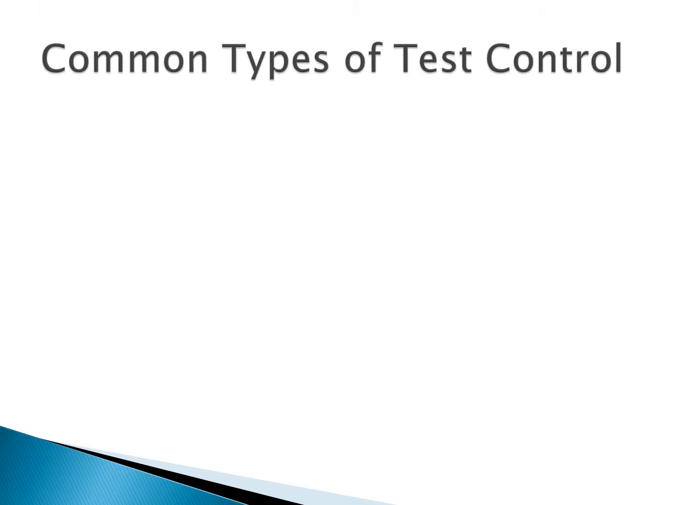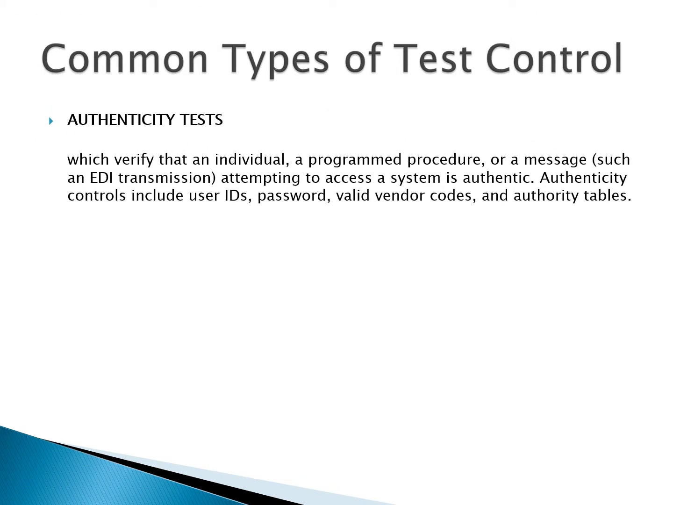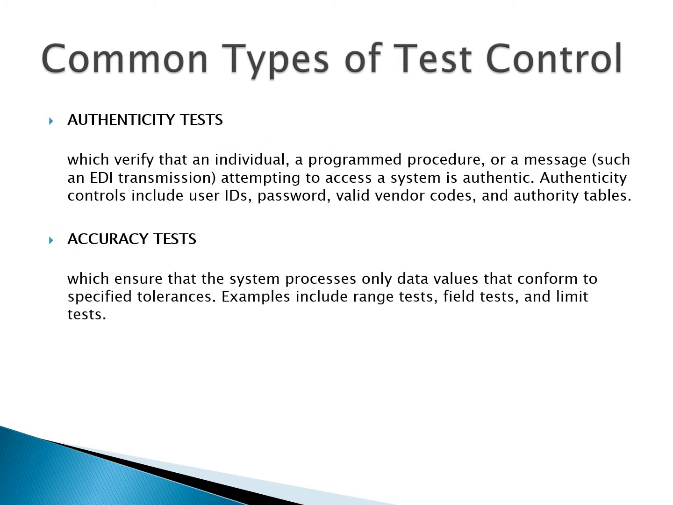Some of the common types of test controls are authenticity tests, which verify that an individual, a program procedure, or a message such as an EDI transmission attempting to access a system is authentic. Authenticity controls include user IDs, passwords, valid vendor codes, and authority tables. The accuracy test, which ensures that the system processes only data values that conform to specified tolerances. Examples include range test, field test, and limit test.